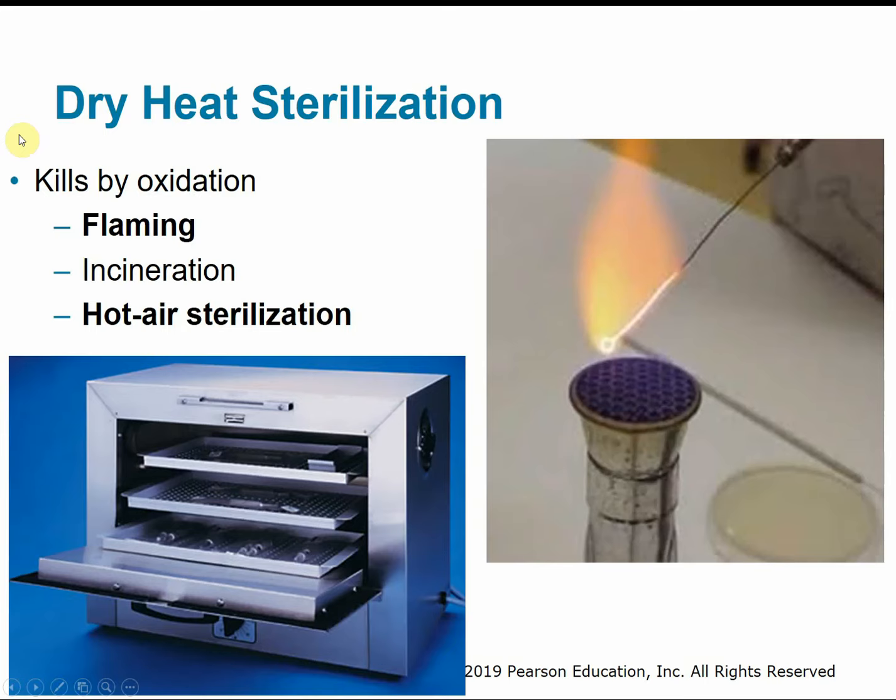Dry heat sterilization kills by oxidation. This is essentially just an open flame, like a Bunsen burner or incinerators in lab. When you flame your loop, you're just incinerating and burning any microbes on that surface. Hot air sterilization is basically like a sterilization oven, but still using the same principle of dry heat sterilization.